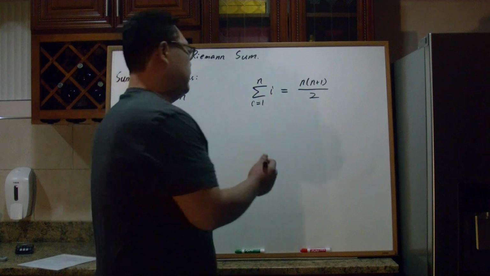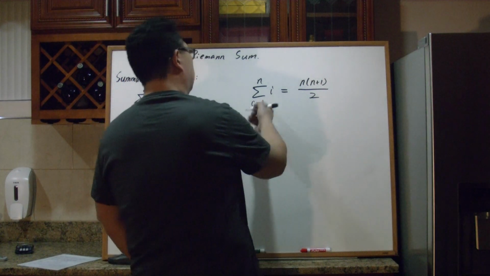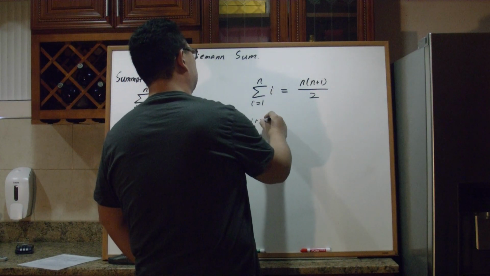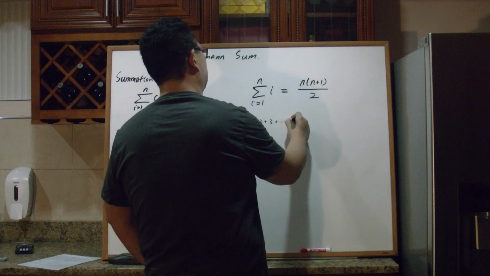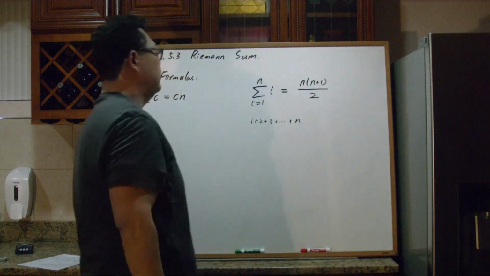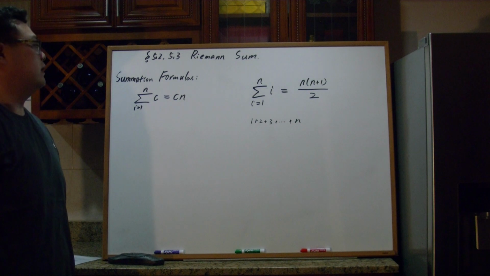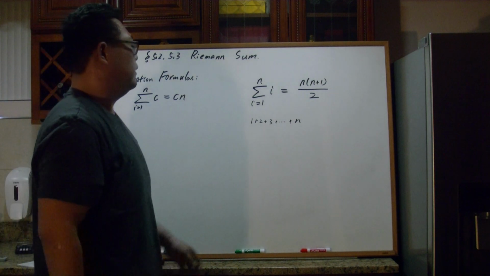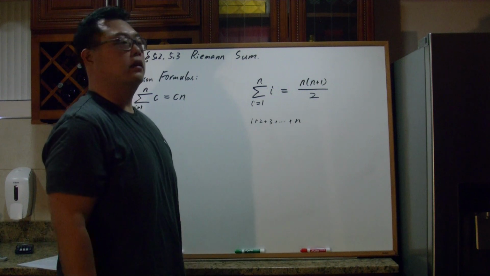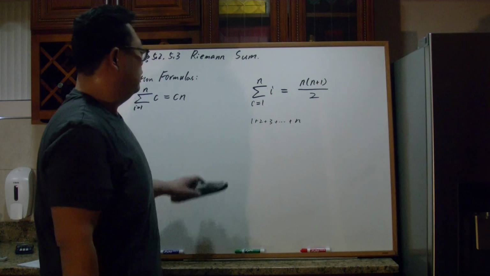That means for the i to be 1 plus 2 plus 3 plus all the way to n, which is the basic arithmetic sequence: 1 plus 2 plus 3, all the way to n.